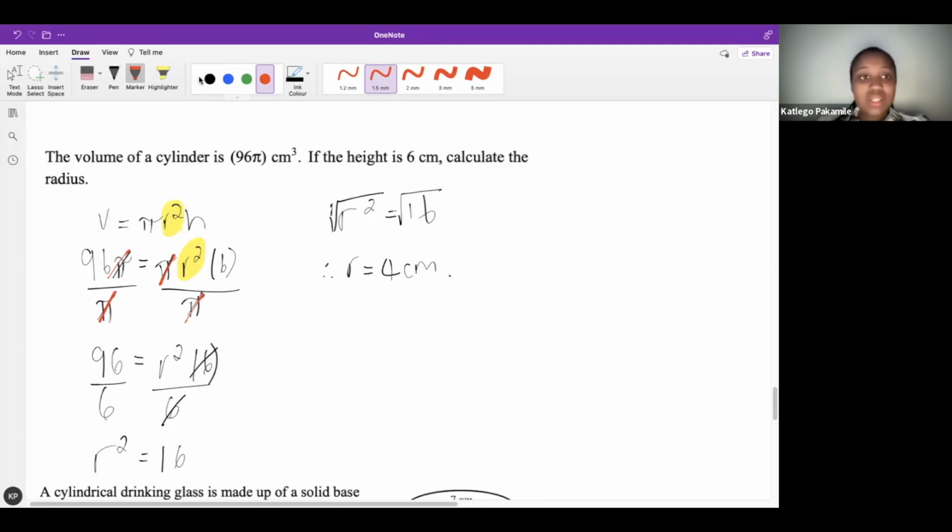96 was in the question, Ropafato, there it is. They told us that the volume is 96. So remember, we wrote the formula, volume equals pi r squared h. But if you're given that the volume is 96, then what did we do? We substituted 96.